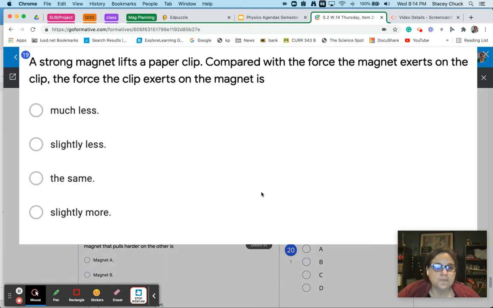Almost to the end here. A strong magnet lifts a paperclip. Compared with the force the magnet exerts on the clip, the force the clip exerts on the magnet is, now, it's a little bit tricky, right? You're thinking, oh, it's the strong magnet. But remember Newton's third law, equal and opposite reaction. Every action has an equal and opposite reaction force. So however hard the magnet pulls on the paperclip, the paperclip pulls just as hard on the magnet. So it would be the same. It's always the same.